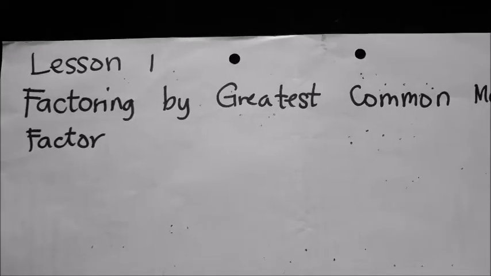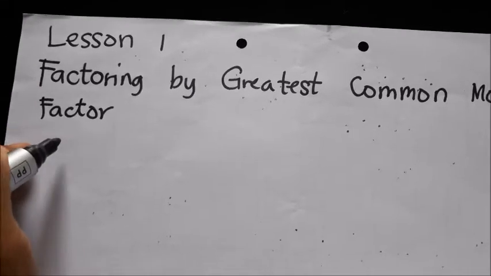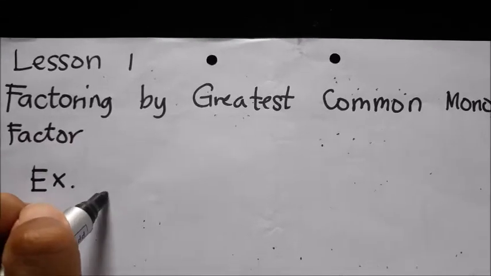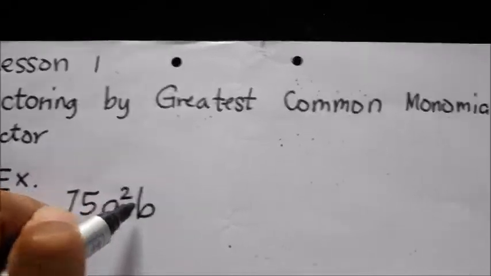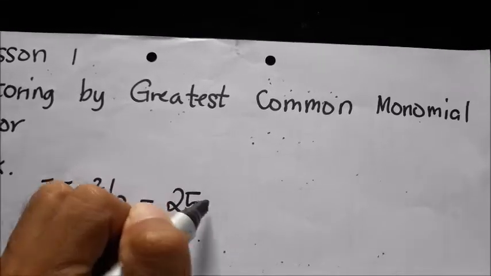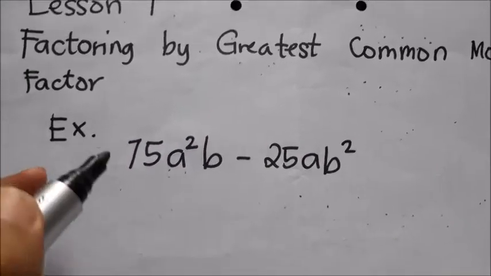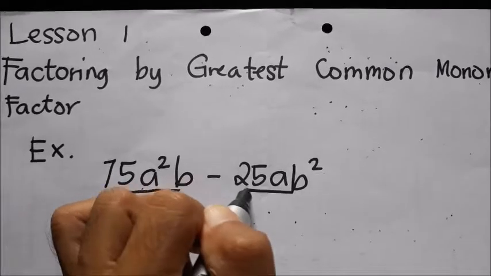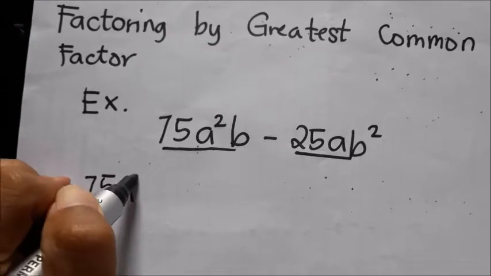Okay, so lesson 1, factoring by greatest common monomial factor. Example, we have 75a squared b minus 25ab squared. You have to separate. Isusuway lang po itong first term and second term. And then we have 75a squared b.